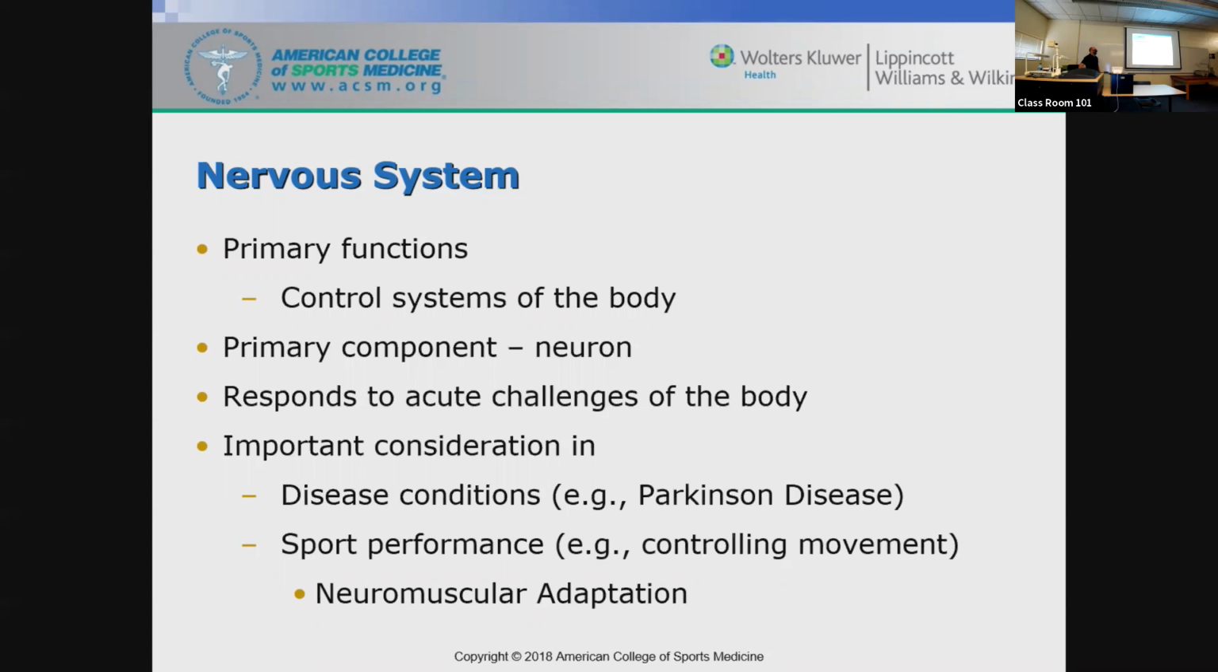So that is one adaptation. So we can already see an integration of two systems. We get the nervous system and the muscular system.